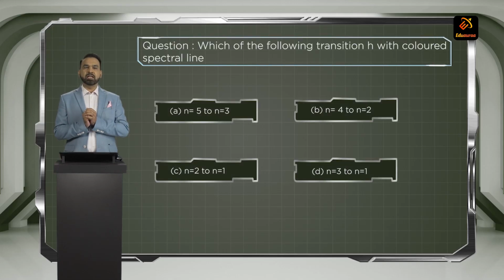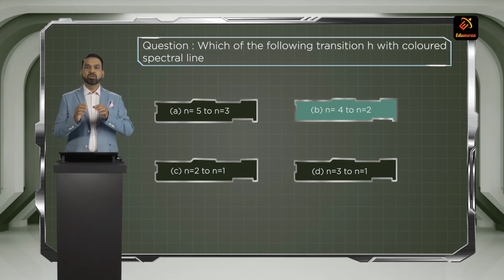Which of the following transitions will give you a spectral line which is colored? If you see, choice B, when there is a transition from shell 4 to shell 2, that is n is equal to 4 to n is equal to 2, you see colored spectral lines.